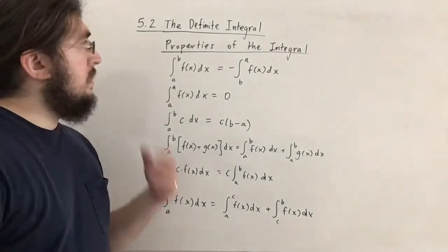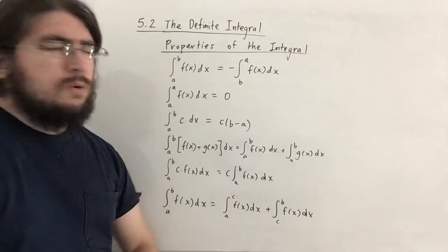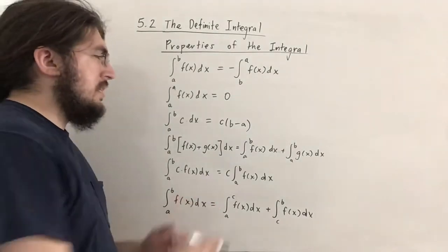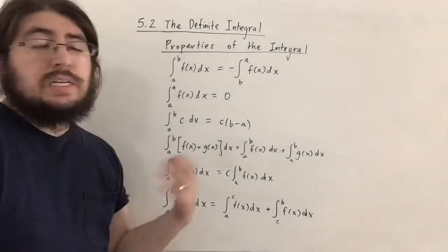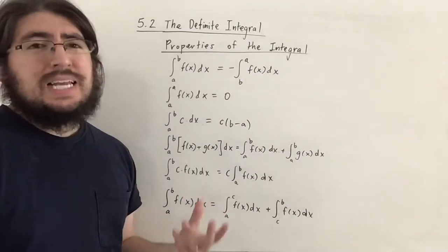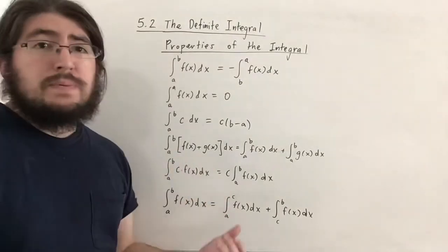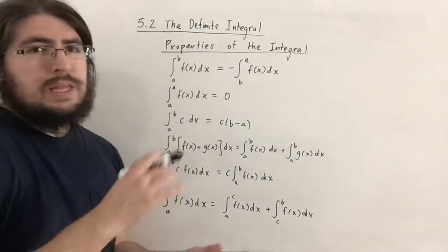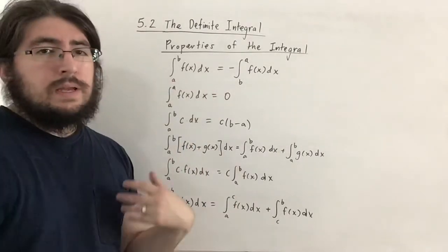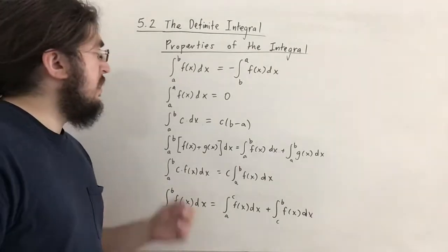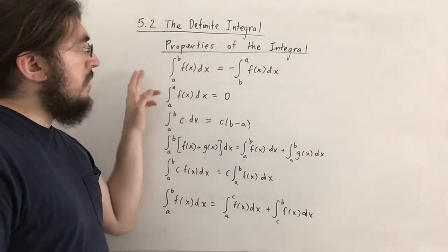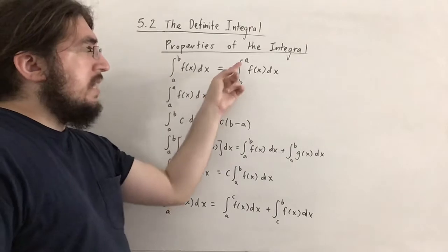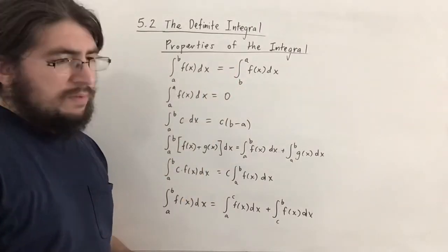Right, so here I've listed some properties of the integral in no particular order, and I want to do my best to explain why these are true through a visualization of the area under the curve. Because again, that's what the definite integral really represents, the area under the curve of f of x from a to b, with that one exception that it could be below, where we consider that area to be negative. So here we say the integral from a to b of f of x is negative the integral from b to a of f of x dx.